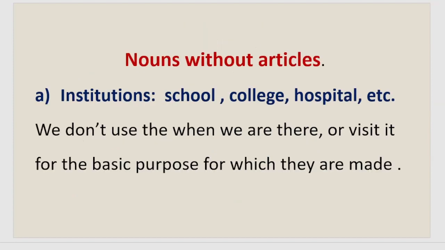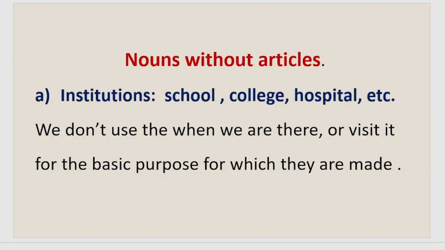Okay. Next, now we will learn omission of articles, nouns without articles. First, institutions: school, college, hospital. We don't use the article the when we go there or visit it for the basic purpose for which they are made. Like school is for study purpose, college is for study purpose, hospital is for treatment of the patients.